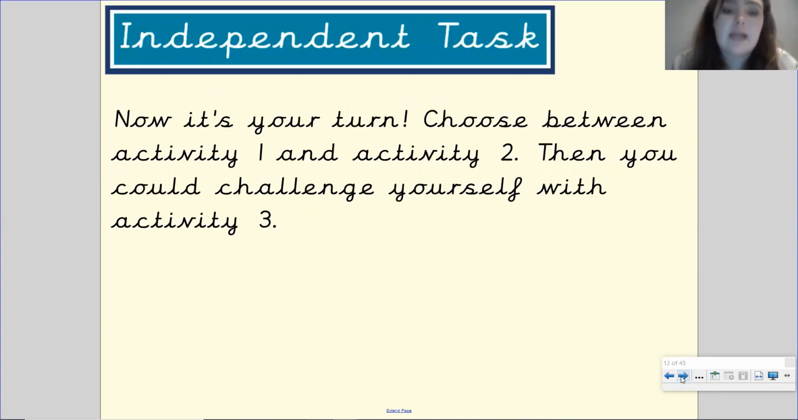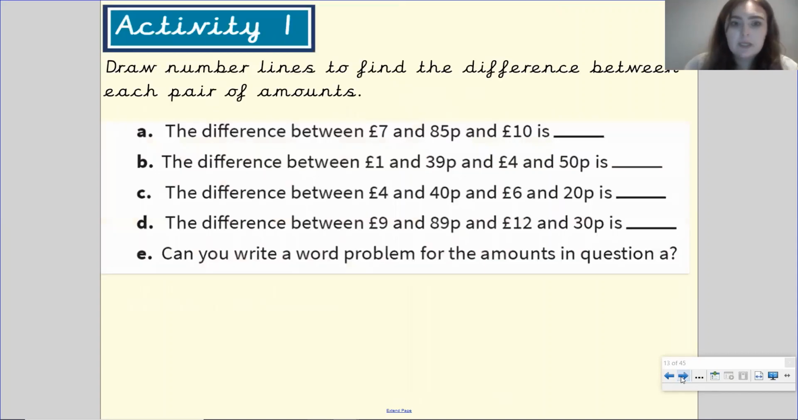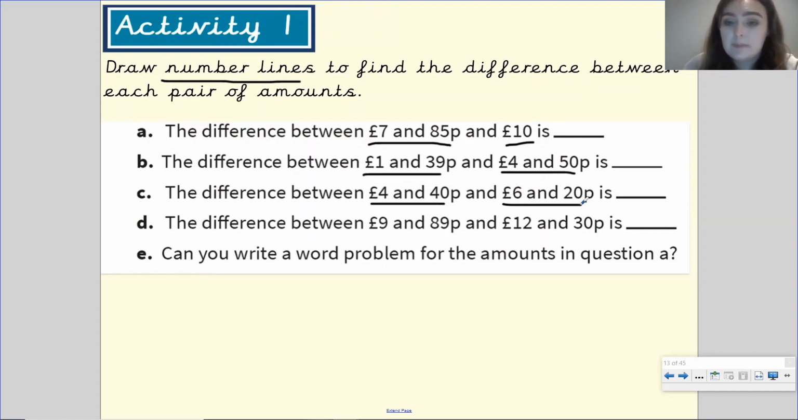Okay, independent task. Now it is your turn. Choose between activity 1 and activity 2, and then you can challenge yourself further with activity 3. So activity number 1, I want you to draw number lines to find the difference between each pair of amounts. So A, you've got to find the difference between £7.85 and £10. Draw a number line to work this out. B, find the difference between £1.39 and £4.50. C, the difference between £4.40 and £6.20, and D, the difference between £9.89 and £12.30.